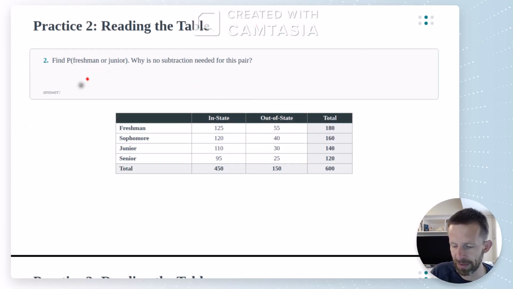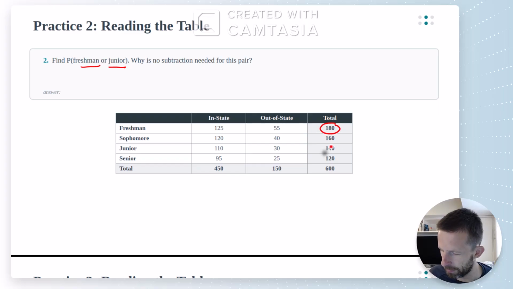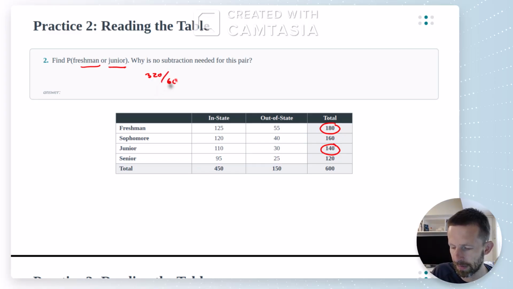What's the probability that someone is a freshman or a junior? Freshman or a junior. So I take all the freshmen, all the juniors, and I get 320 out of 600. It says why is no subtraction needed for this pair? Because there's no overlap. Freshmen and juniors are mutually exclusive, whereas freshmen and in-state are not.